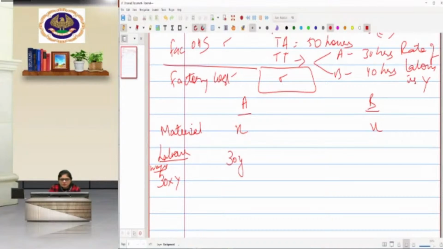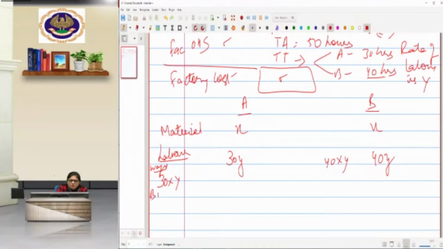For B, how much is the time taken? 40. So 40 into rate, which we don't know, so it's 40 Y. So the basic wages are 30 Y and 40 Y for A and B respectively, with 30 hours taken by A and 40 hours taken by B.